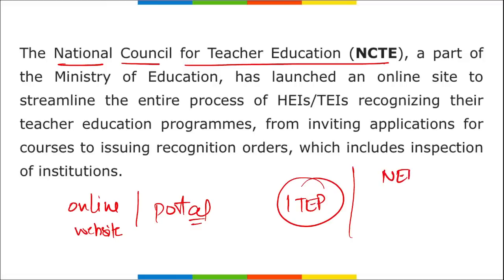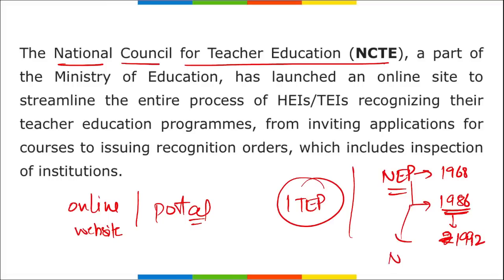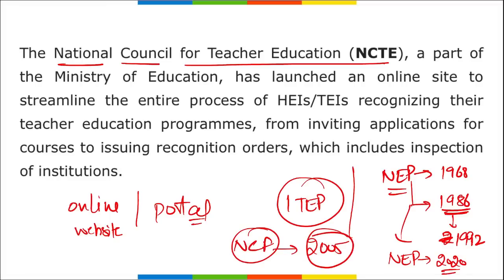Apart from this, if I ask you about NEP, that is your National Education Policy. When was the first time that National Education Policy came? It came in 1968. Then the second National Education Policy came in 1986. Then this second National Education Policy was revised in the year 1992. Then came the National Education Policy of 2020. Similarly, what is NCF, National Curriculum Framework? That came in the year 2005.